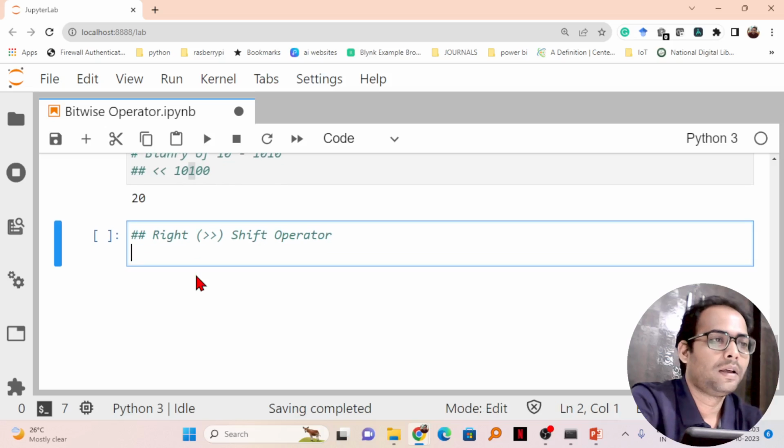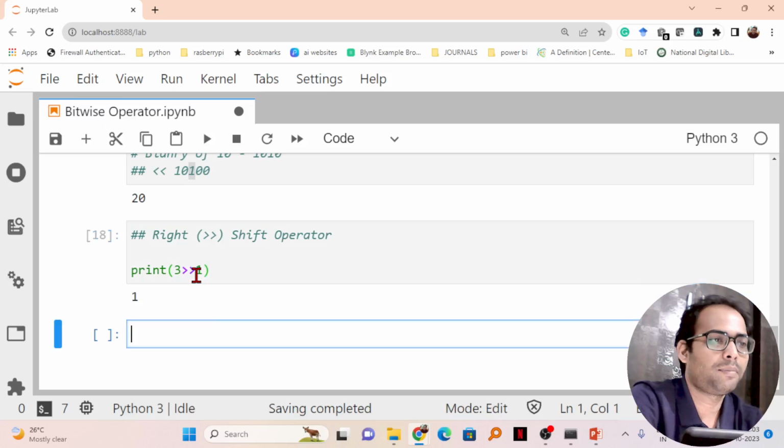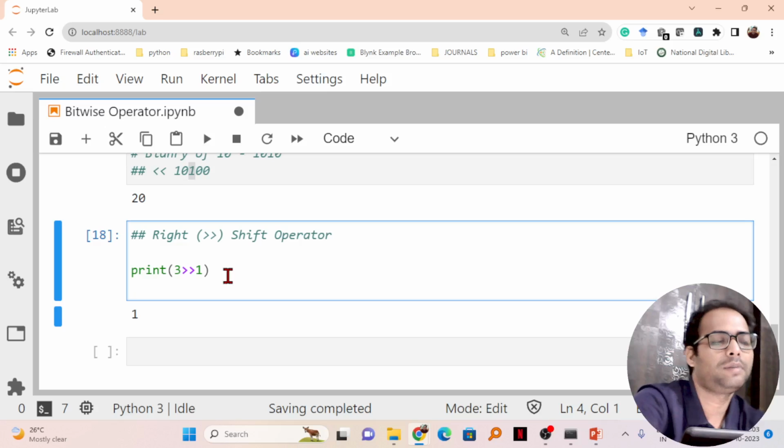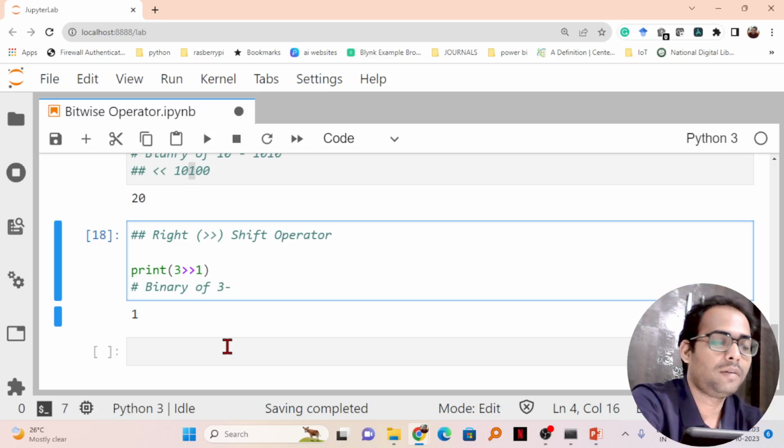Okay, now let us take an example and try to understand. If I print 3 right shift by 1, the answer is becoming 1. Let us see how the answer is becoming 1. Binary value of 3 is 0 1 1, let me take here.